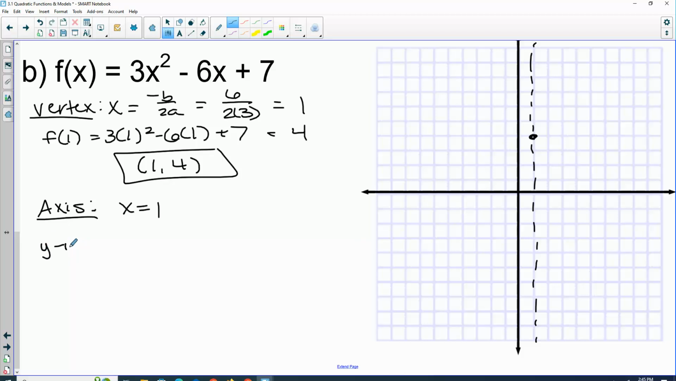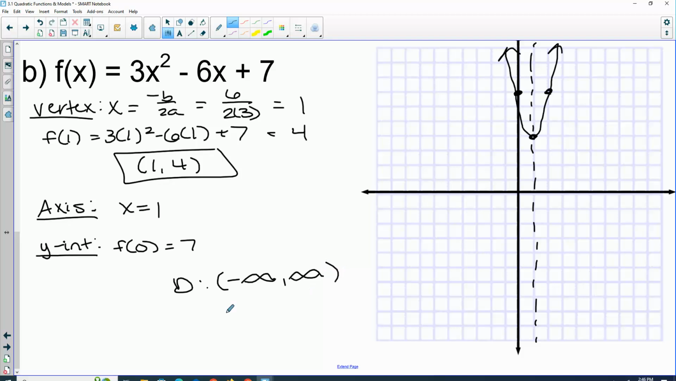Then the y-intercept, how do we find that? Put in 0 for all of the x's, and we get +7. So then I can reflect that across my axis to get a third point. We have our parabola. Domain. Range. 4, 2.